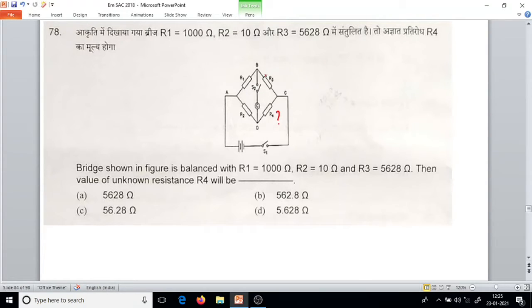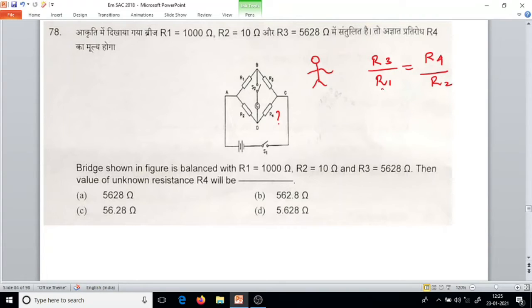So now, when the Wheatstone bridge is balanced, how do you write? We'll take a person. So I will think of this as a person. Right hand divided by left hand. What is the right hand? R3 divided by left hand, that is R1. Right leg divided by left leg. What is the right leg? R4 by R2. This ratio has to be equal.